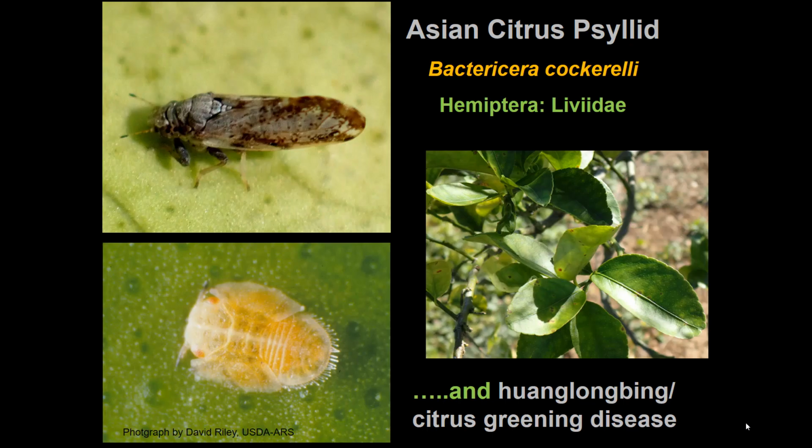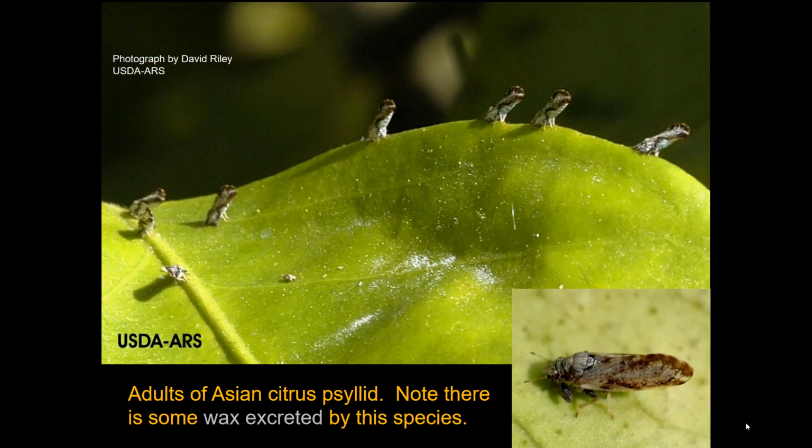Now the big new issue with a psyllid involved in transmitting a pathogen involves the Asian citrus psyllid and a disease of citrus called Huanglongbing or citrus greening disease. So this is caused by an introduced psyllid, the Asian citrus psyllid, introduced into North America, and it is a little bit different in appearance than the ones I showed you before. The adults stick their back end up in a fairly unique way. It makes them look like little thorns.